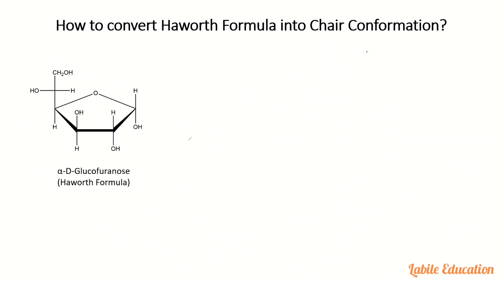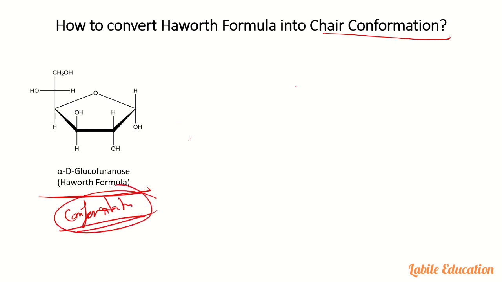Another trick we will discuss, but before that trick, we will see how to convert the Haworth formula into chair conformation. This is the Haworth formula and this is the conformation formula. There is no chair conformation here because this is 5-membered. For the chair conformation, we should have the 6-membered structure.